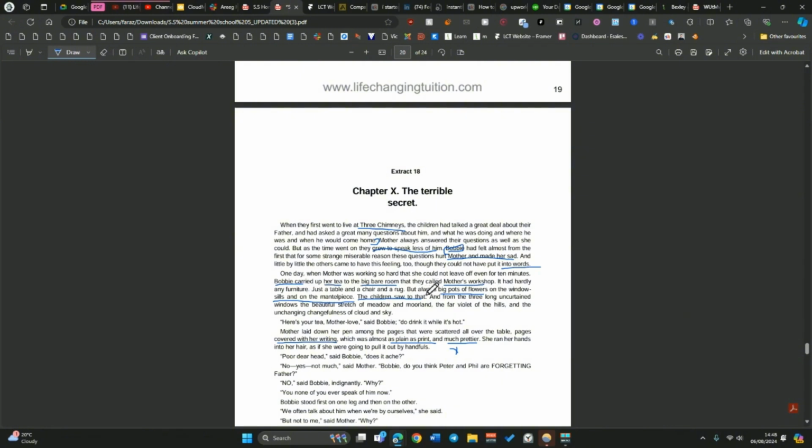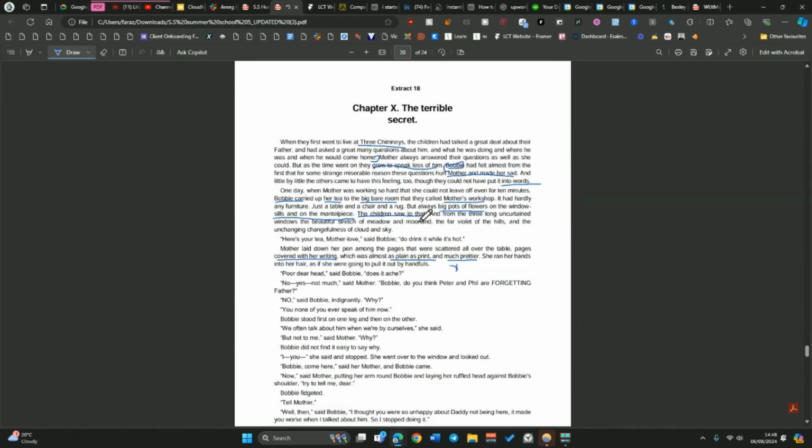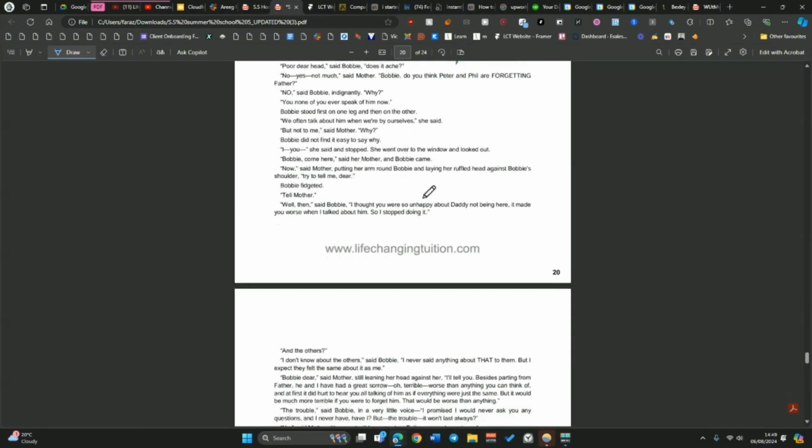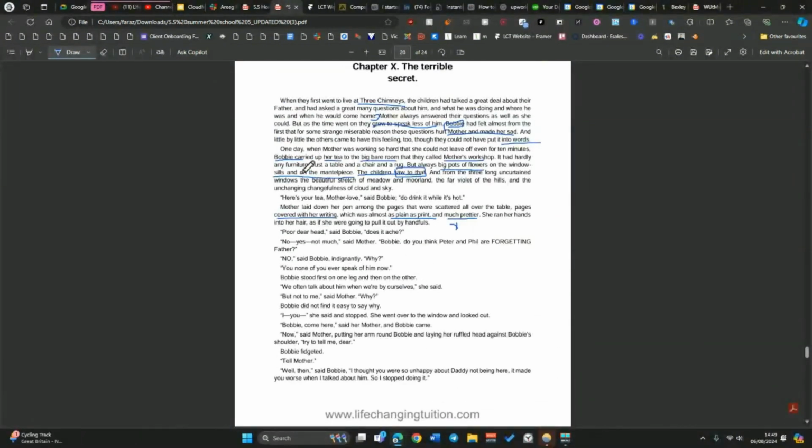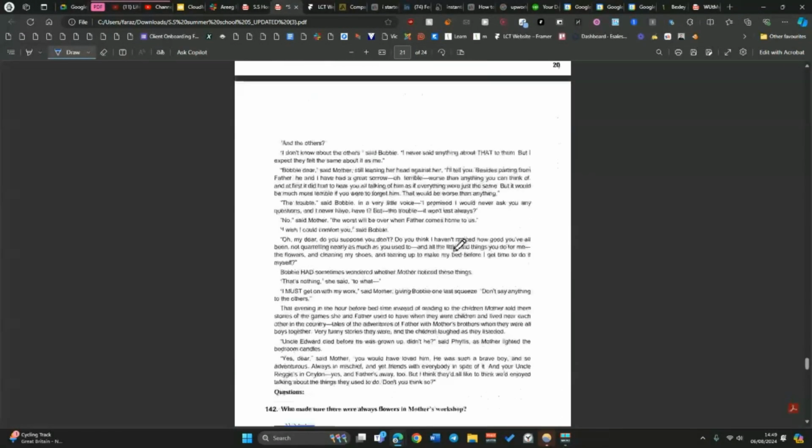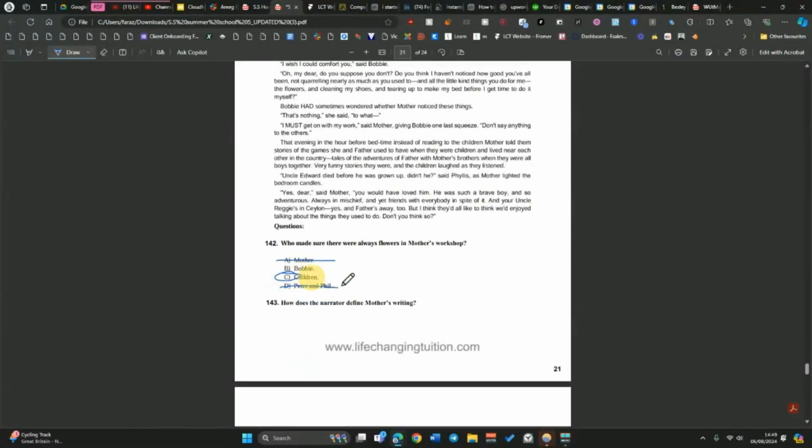But always, it had hardly any furniture, just a table and a chair and a rug, but always big pots of flowers on the windowsills and on the mantelpiece. The children. Okay, so the children saw to that. So I misread this quite a few times. I thought it said children saw that. But the children saw to that. That means the children are the ones that are doing it or seeing to it. That means they're the ones that are putting it there. So the answer here is C.